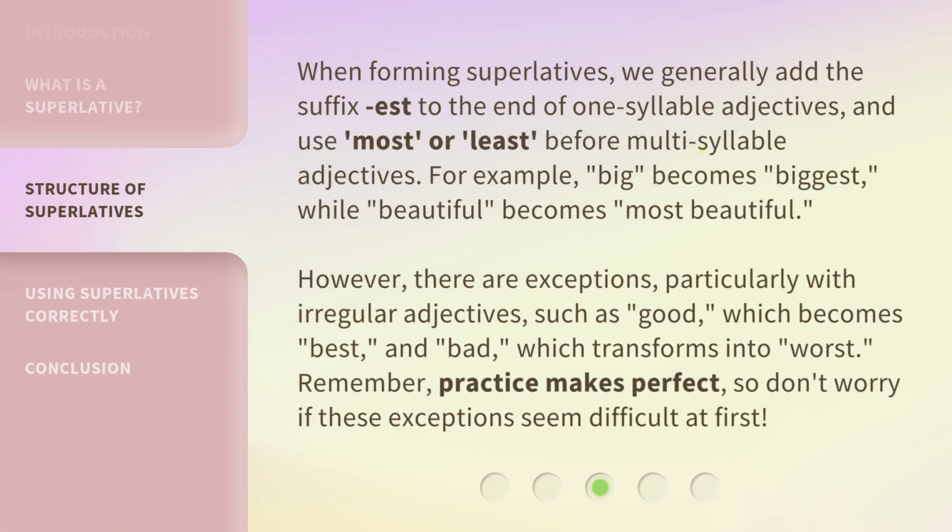When forming superlatives, we generally add the suffix est to the end of one-syllable adjectives and use most or least before multi-syllable adjectives. For example, big becomes biggest, while beautiful becomes most beautiful. However, there are exceptions, particularly with irregular adjectives, such as good, which becomes best, and bad, which transforms into worst. Remember, practice makes perfect, so don't worry if these exceptions seem difficult at first.